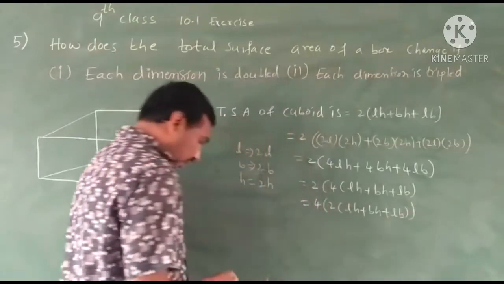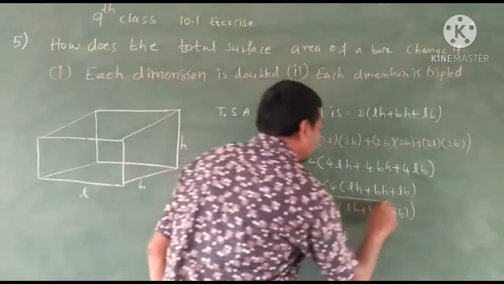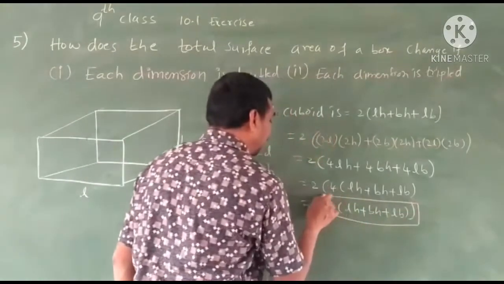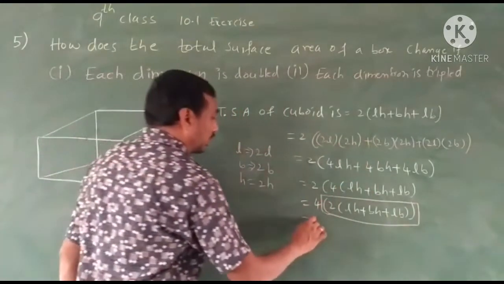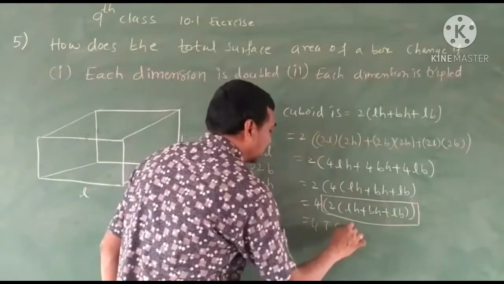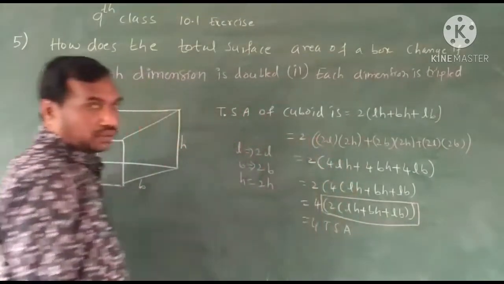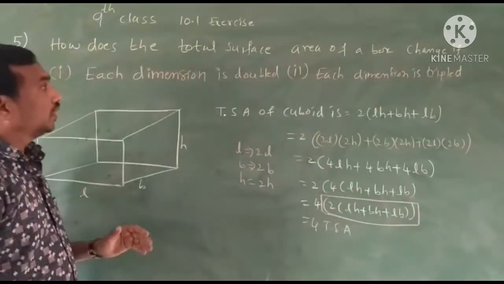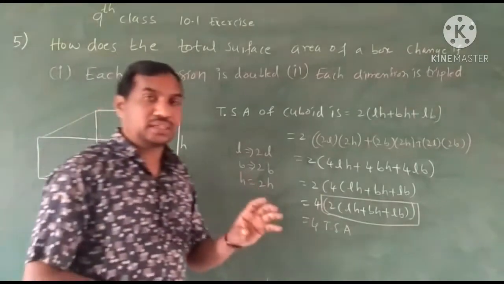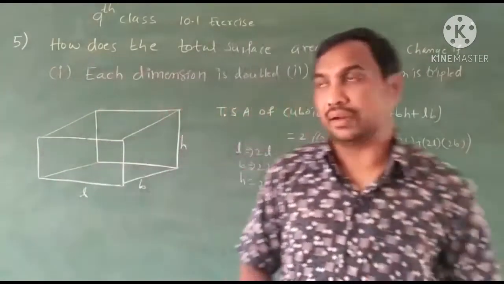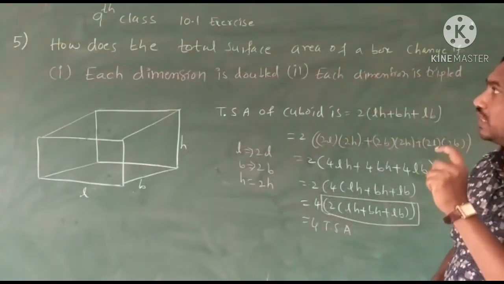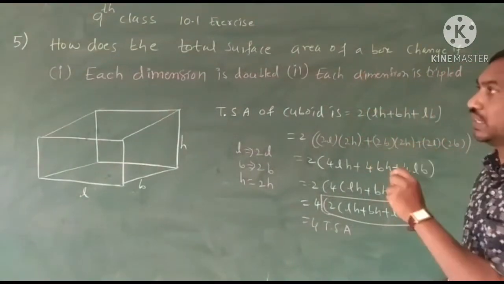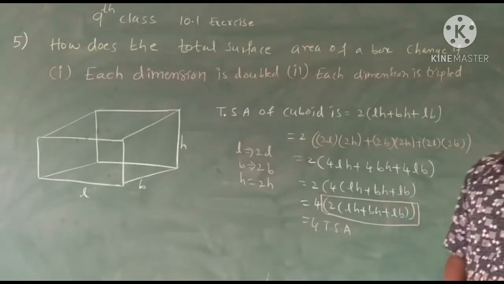So here it is nothing but the total surface area of the actual cuboid. That is 4 into TSA. Okay. So once again I will repeat. If there is a box given to us, in the shape of a cuboid, the question is, how does the total surface area of a box change if each dimension is doubled?